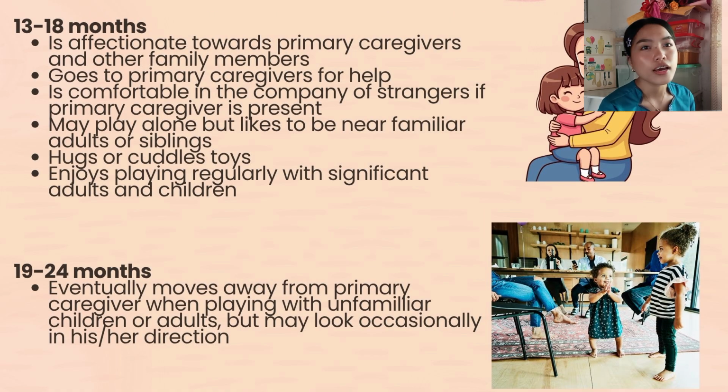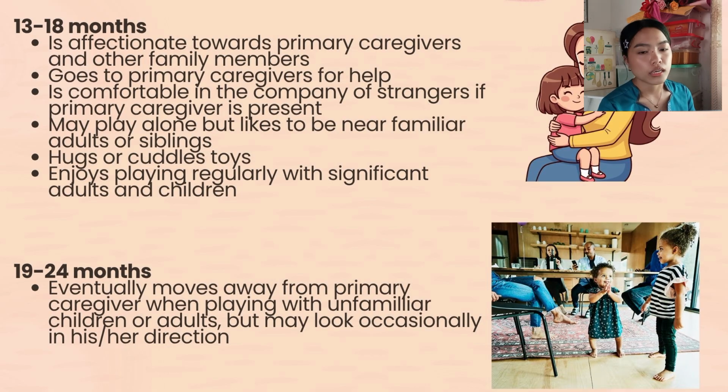And then 13 to 18 months: is affectionate towards primary caregivers and other family members, goes to primary caregivers for help, is comfortable in the company of strangers if the primary caregiver is present, may play alone but likes to be near familiar adults or siblings, hugs or cuddles toys, enjoys playing regularly with significant adults and children, and eventually moves away from primary caregivers when playing with unfamiliar children or adults but may look occasionally in his or her direction. So this is the social development of babies or children during this age.